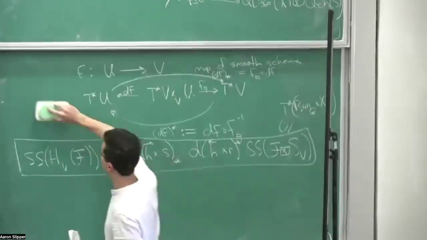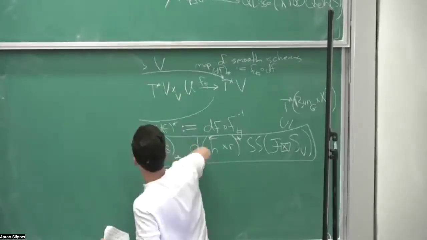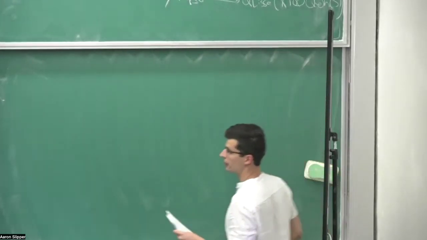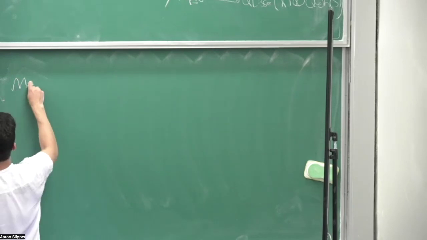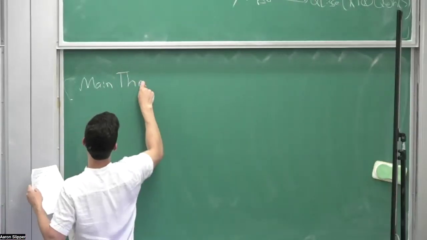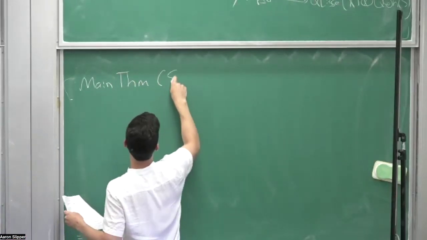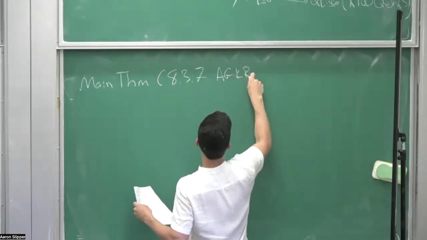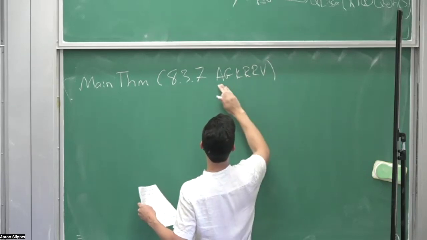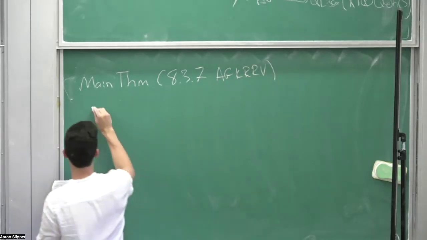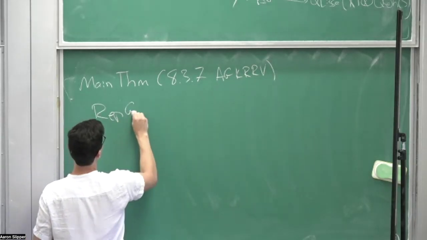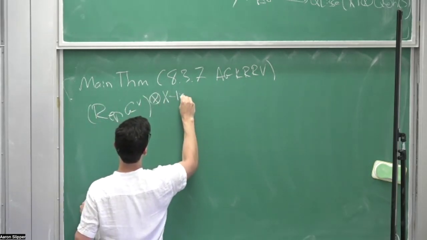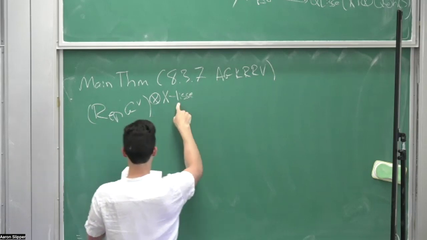And then the analog of the main theorem in part 2 of my talk is the following. So this is theorem 8.3.7 of the six-author paper. And it says that Rep of G check tensor X^I. I will explain what this is in a second.